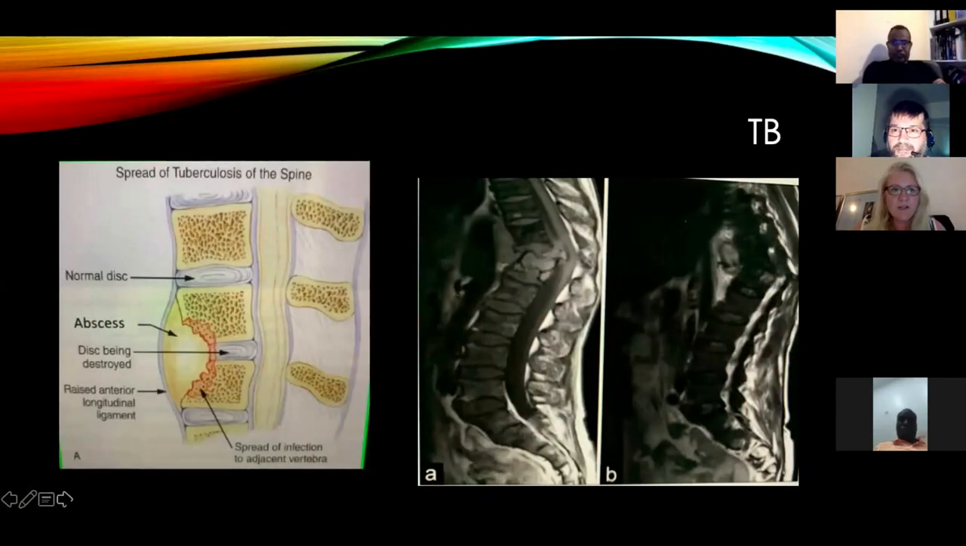So a little note on TB. This is the difference with TB in that you've developed this anterior abscess with scalloping of the vertebrae, and it spreads underneath the anterior longitudinal ligament. The disc is being destroyed in this diagram, but it's relatively preserved on the other side. Your anterior longitudinal ligament is raised, and it spreads from one vertebrae to the other down the anterior aspect, and it causes a kyphotic deformity. So it's typically in the thoracic spine, and you get a progressive kyphotic deformity, which eventually causes spinal cord compression.